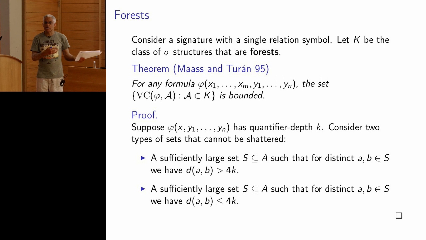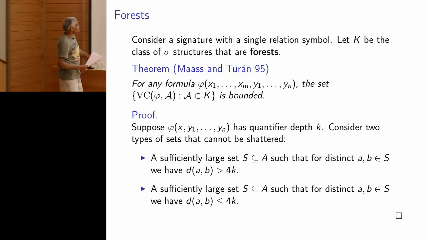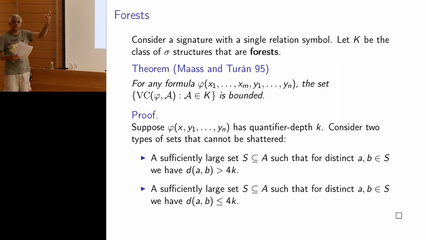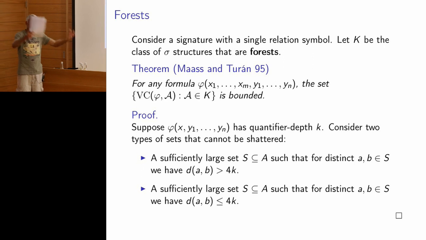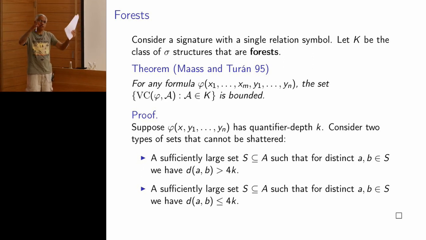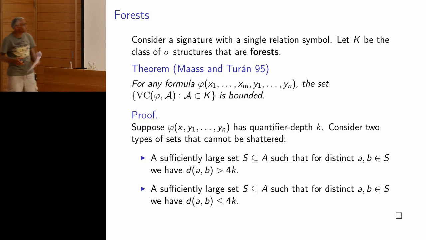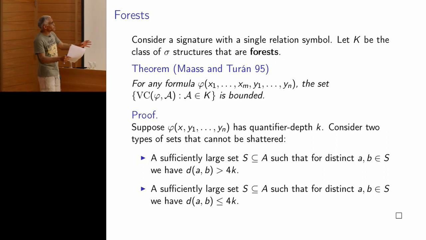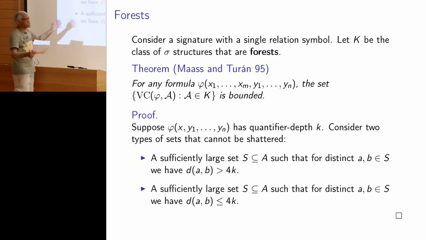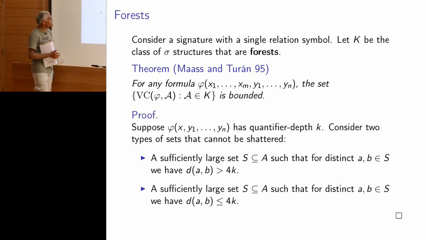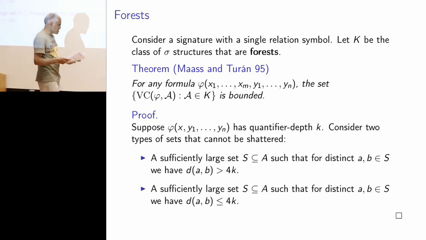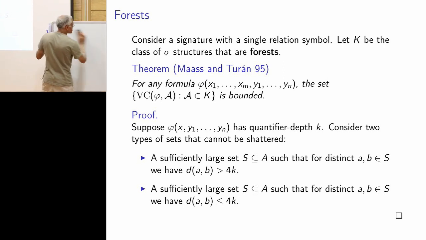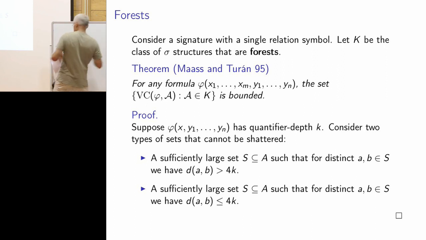So Ramsey theorem says, well, if I color an edge between two points if they're close together. Given a sufficiently large graph, there's either a clique of a certain size or an anti-clique of a certain size. So just by the Ramsey theorem, I have this. So it suffices to show that I cannot shatter sufficiently large sets where everything is close and sufficiently large sets where everything is far apart. So, let's just briefly consider a large set where everything is far apart and let's see why I can't shatter.